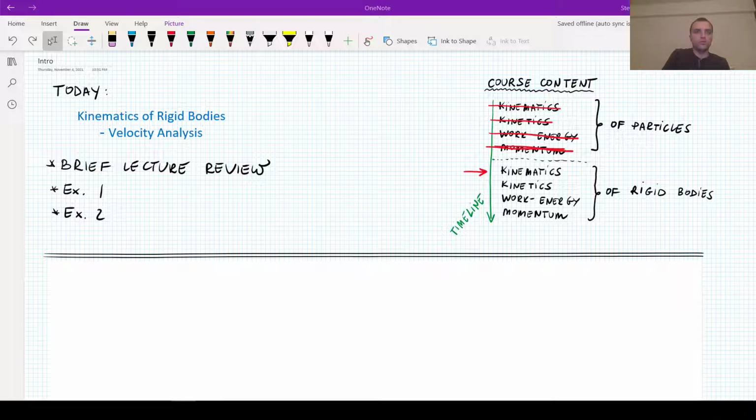Today we will continue talking about kinematics of rigid bodies, but our new topic is velocity analysis. The content of today's discussion is a brief lecture review and then two examples. So without further ado, let's dive straight into our discussion.